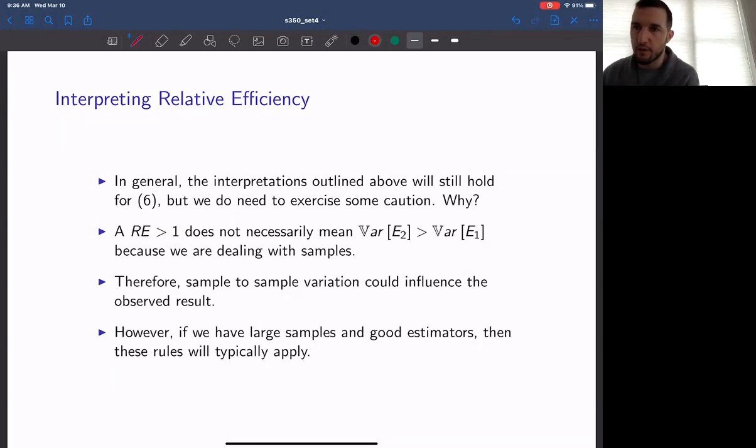And that leads to another point, which is potentially a way to bound the relative efficiency using, for example, a confidence interval, so that we can make a general statement about whether or not that interval contains 1.